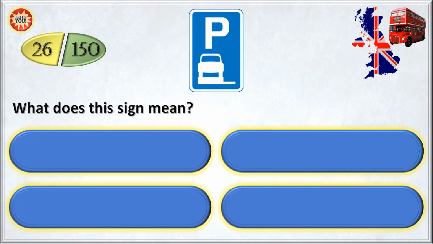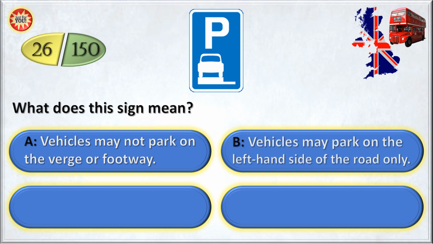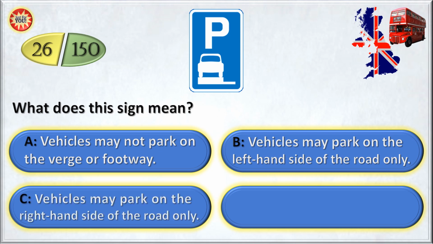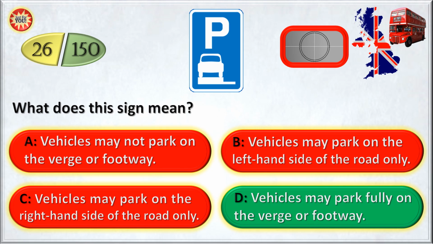What does this sign mean? Vehicles may not park on the verge or footway. Vehicles may not park on the left-hand side of the road only. Vehicles may park on the right-hand side of the road only. Vehicles may park fully on the verge or footway.